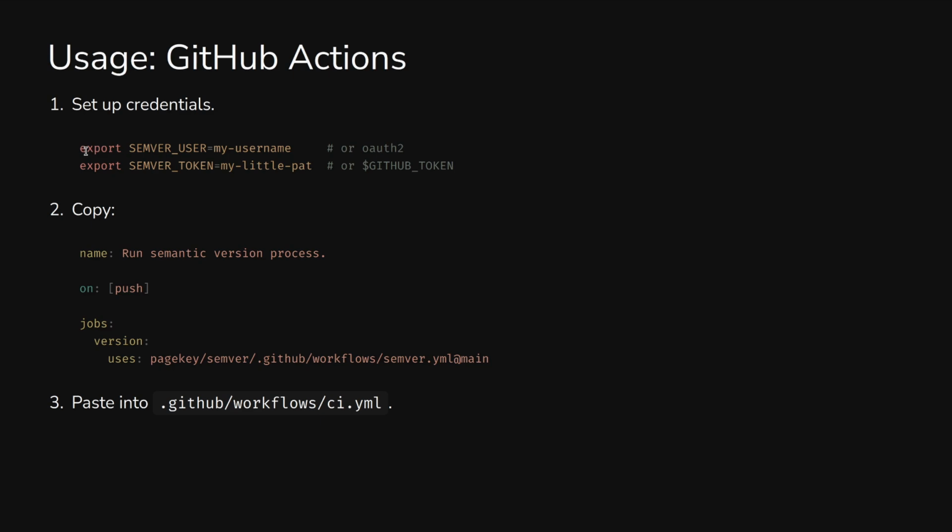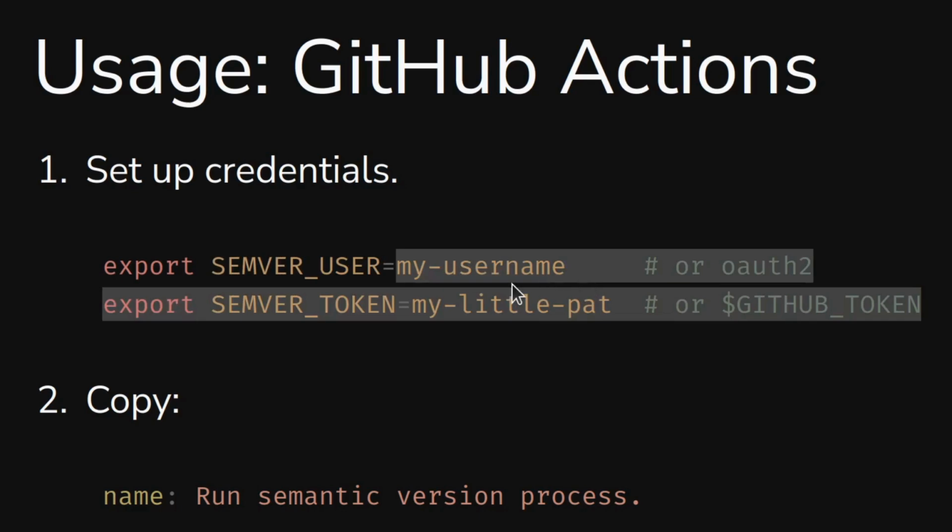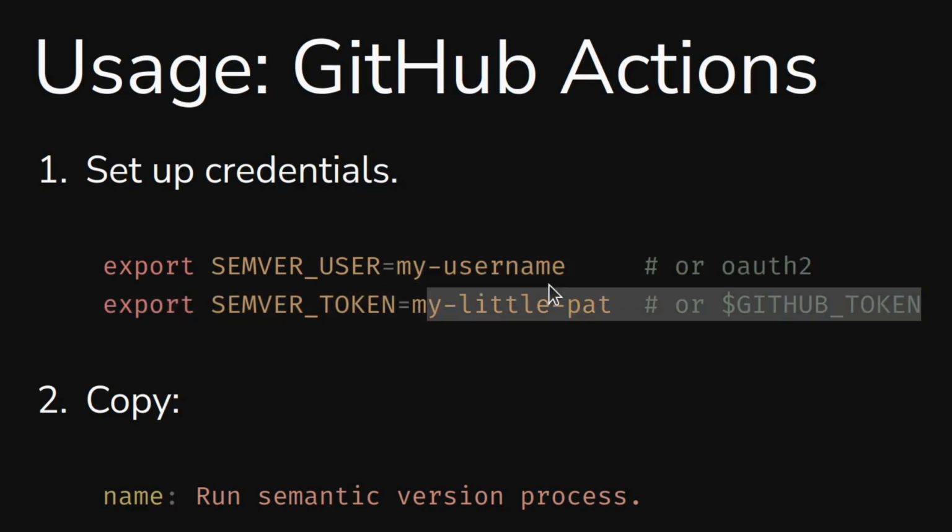So to do that, I'm exporting these as bash variables, but really you need to go into your repo settings or organization settings and set these as secrets. But you do need to set these too. So you'll set the Semver user to your username, and you'll set Semver token to your personal access token, your little PAT.